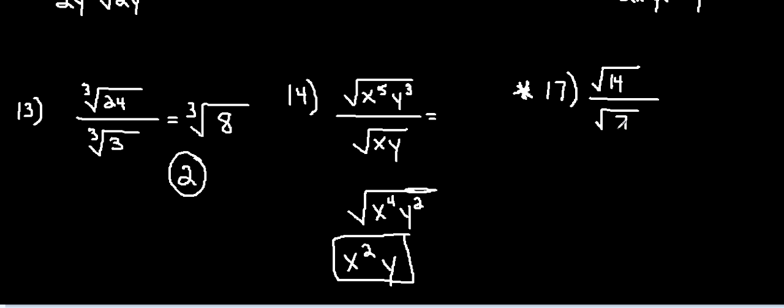And finally, number 17, I went on a sequence here because you get the idea, I'm not going to do all these, they kind of get repetitive. So here I'd end up with the square root of 2. 14 divided by 7 is 2 with the radical sign. Look at the square root of 2. Can I simplify that any further? The answer is no.